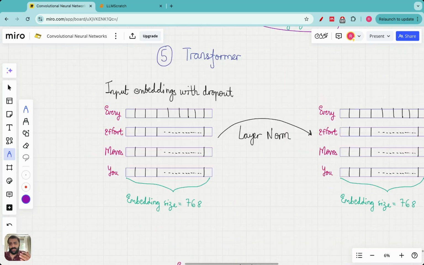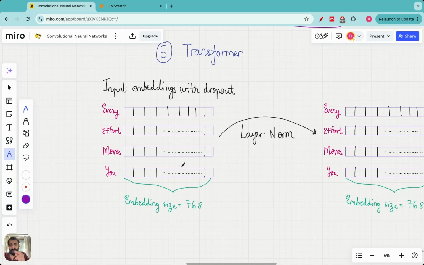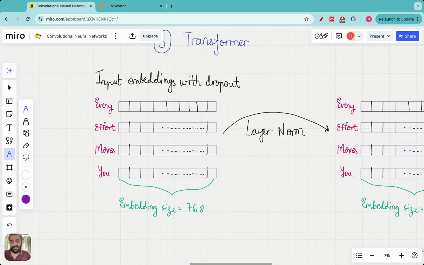Okay, so when we reach the transformer, these are the input embeddings which we have. So these are the input embeddings with dropout. One thing which I would like you to see is that the dimensions are being preserved. So when we started at the first step, these were the same dimensions, right? Every token had the embedding dimension of 768. And when we enter the transformer block, every is still a 768 dimensional vector, effort is still a 768 dimensional vector, moves is still a 768 dimensional vector, and u is still a 768 dimensional vector.